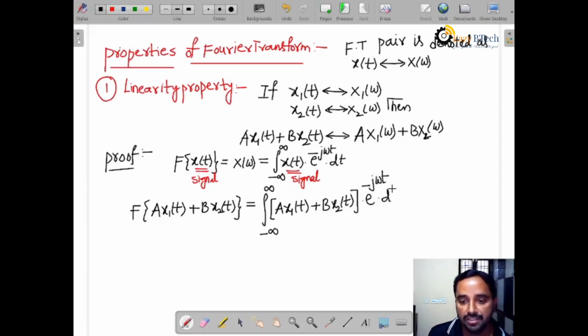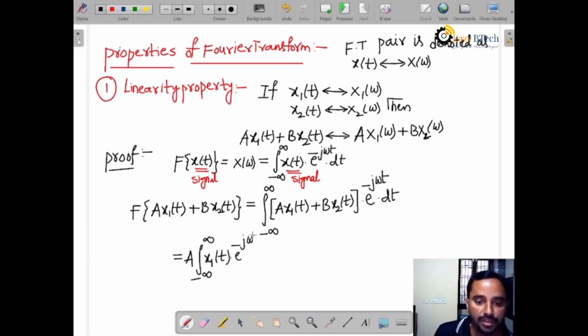If you understand this step, the remaining is simple. Here we have a plus, with a x1 and b x2. So separate, and we get the answer. a can be written outside: a times the integral from minus infinity to plus infinity of x1 of t e to the power minus j omega t dt, plus b, which you can also take outside, times the integral from minus infinity to plus infinity of x2 of t e to the power minus j omega t dt.